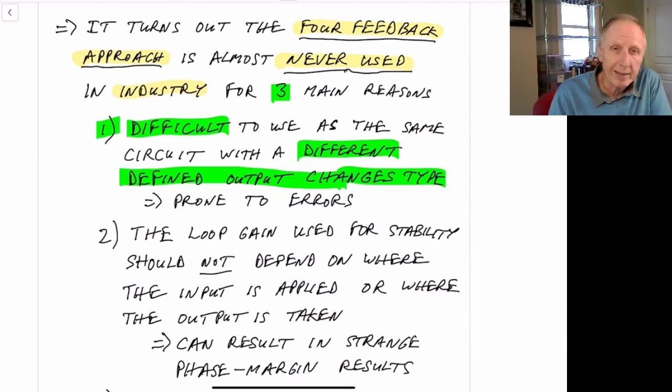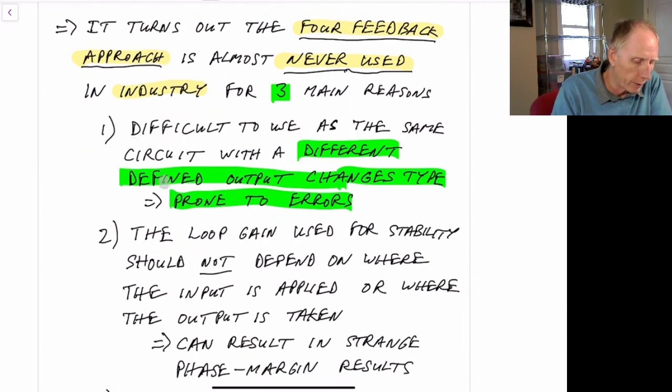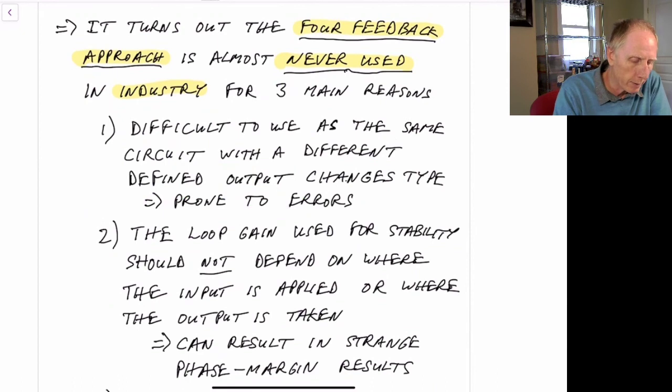So you take the output in a different location, and all of a sudden it becomes a different type of feedback circuit. And that ends up being prone to errors. So where you apply your input and where you take your output affects which of these four types you decided to be, and I've certainly seen many people get it wrong and therefore get overall incorrect results when they're trying to do their analysis.